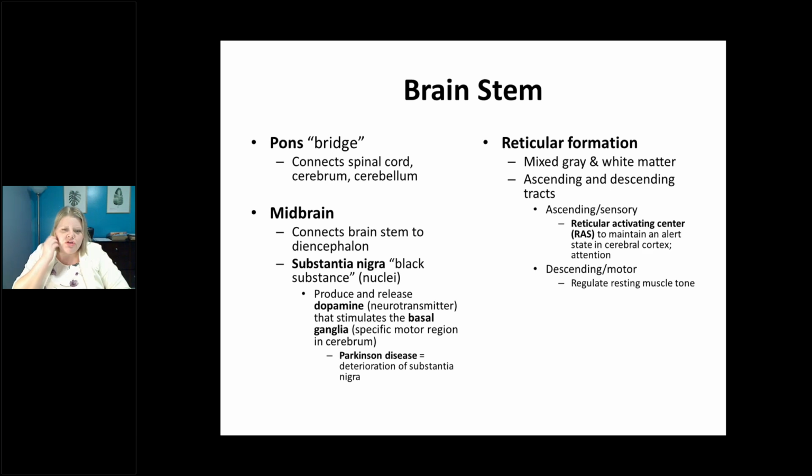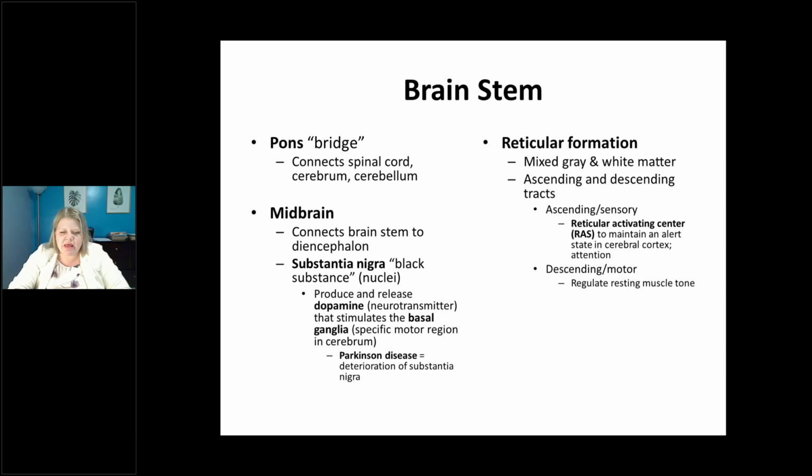The other two areas of the brainstem that we're going to talk about are the pons and the midbrain. The pons translates to bridge. It basically is a connection of the spinal cord, the cerebrum, and the cerebellum. The midbrain is connecting the brainstem to the diencephalon, which is another area of the brain. And it houses the substantia nigra, which translates to black substance. It is also a nucleus.